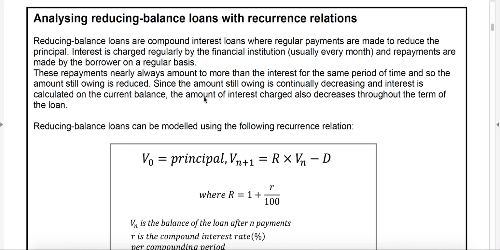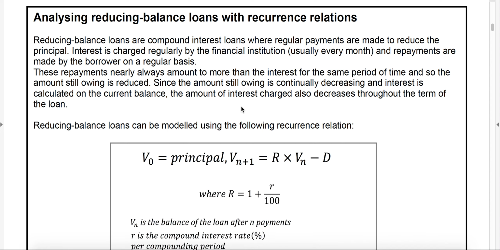So it sounds a little bit confusing at first, but in this video we're just going to focus on the recurrence relation. In the next video, we'll look at something called an amortization table, so that we can see more clearly what is happening payment by payment with these loans.